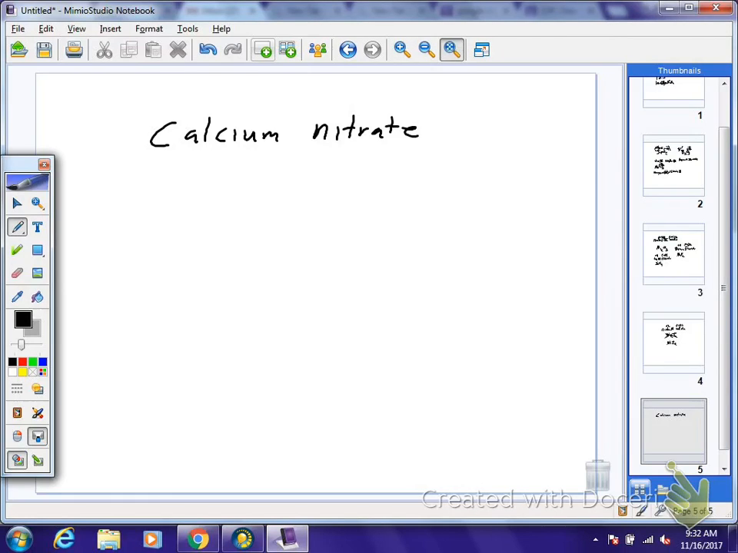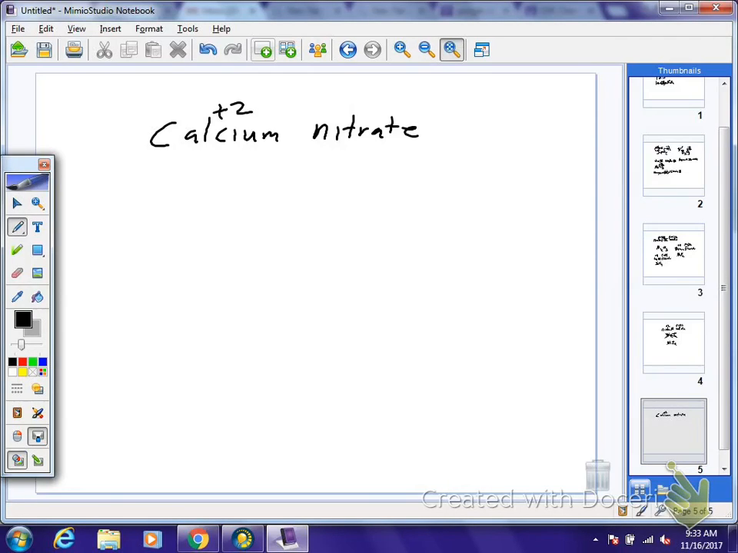Now the first one's probably 98% of the time going to be a metal off the periodic table. So that's where you look first for the first one. So what is calcium's charge? +2.